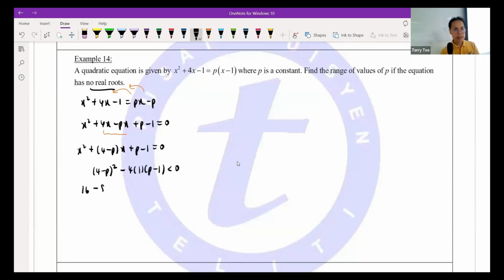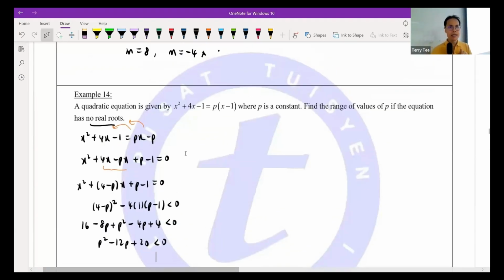16 minus 8p plus p squared minus 4p plus 4 less than 0. So p squared minus 12p plus 20 less than 0. And in this case, we have a quadratic inequality. So I hope you can see the difference between example 14 and example 12.